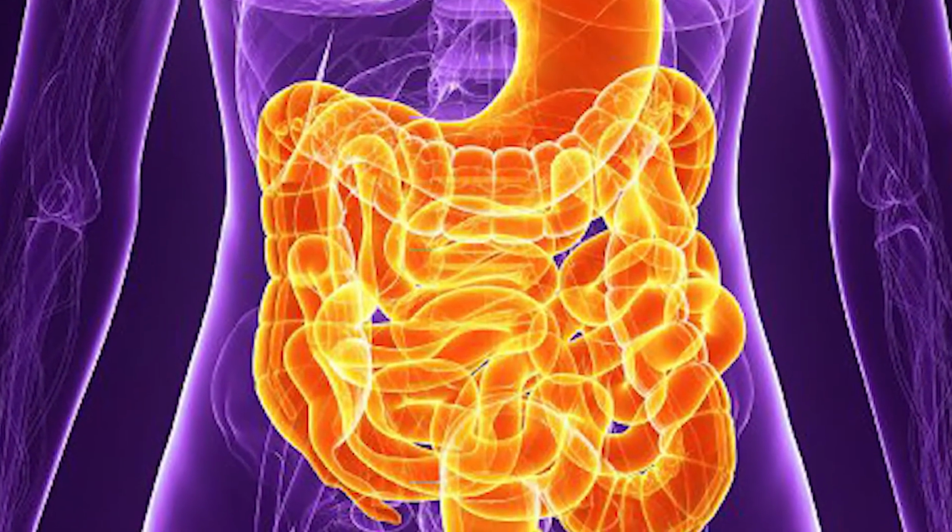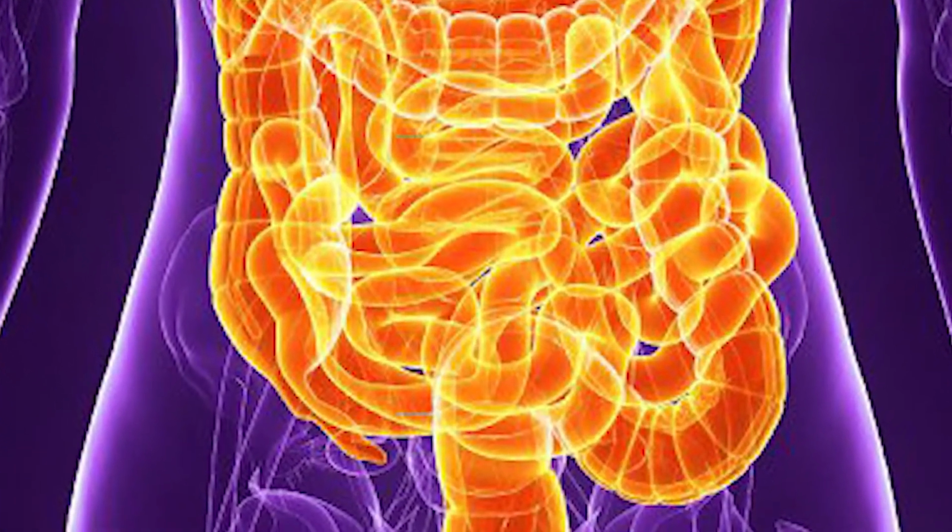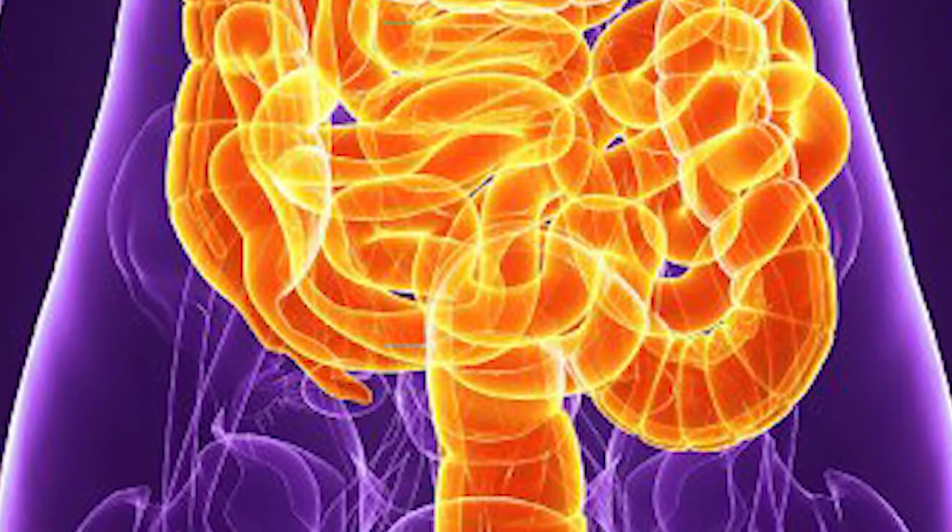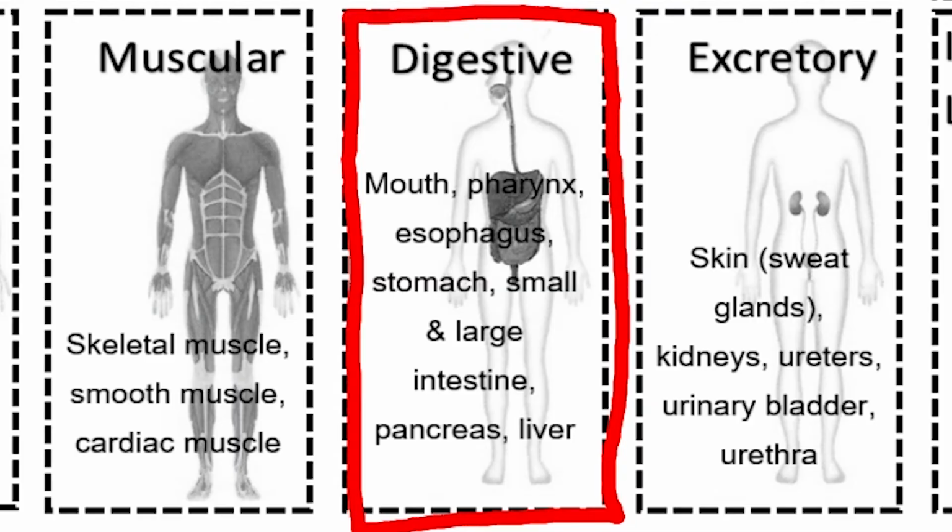So one of the most important body systems that we need to go over is the digestive. So digestive system is responsible for nutrient absorption. The entire point of having a digestive system is to break larger molecules and larger food and larger stuff into pieces that are small enough so that we can absorb them.